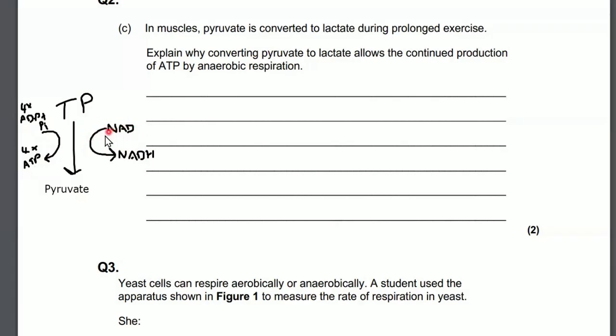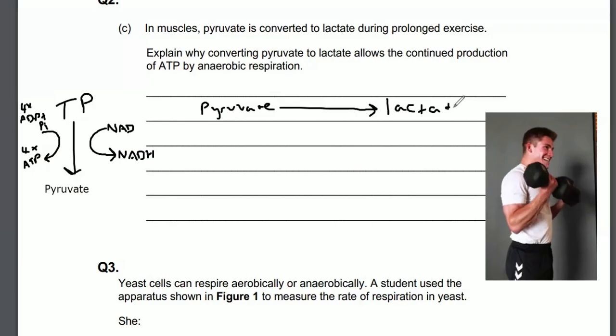The problem is sooner or later we're going to run out of all the NAD in the muscles, and we're going to be left just with NADH, and we won't be able to convert any more triose phosphate into pyruvate and produce ATP. So we need to take this pyruvate and turn it into lactic acid. You know, that stuff that makes your muscles sore. You can call it lactate or lactic acid.